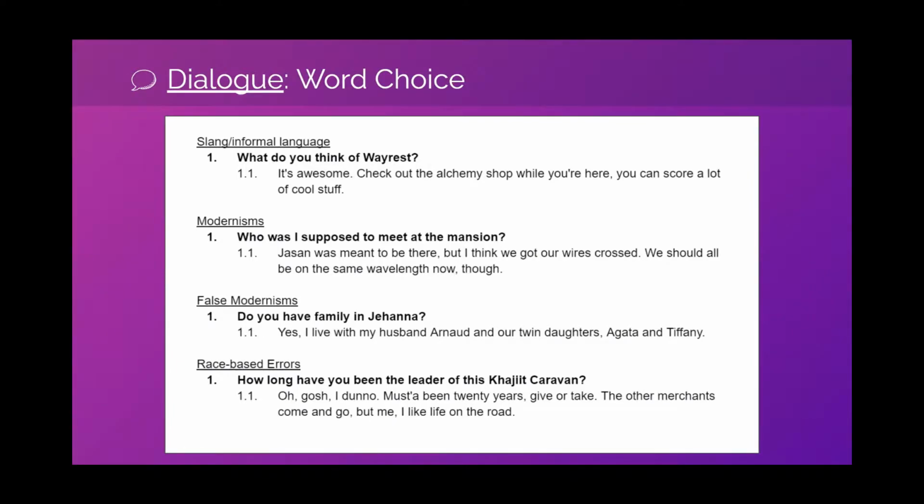Player says, "Who was I supposed to meet at the mansion?" NPC responds, "Jason was meant to be there, but I think we got our wires crossed. We should all be on the same wavelength now, though."